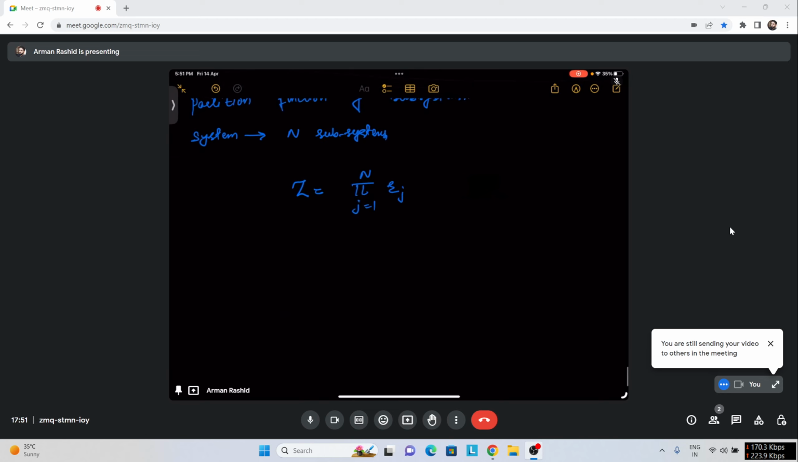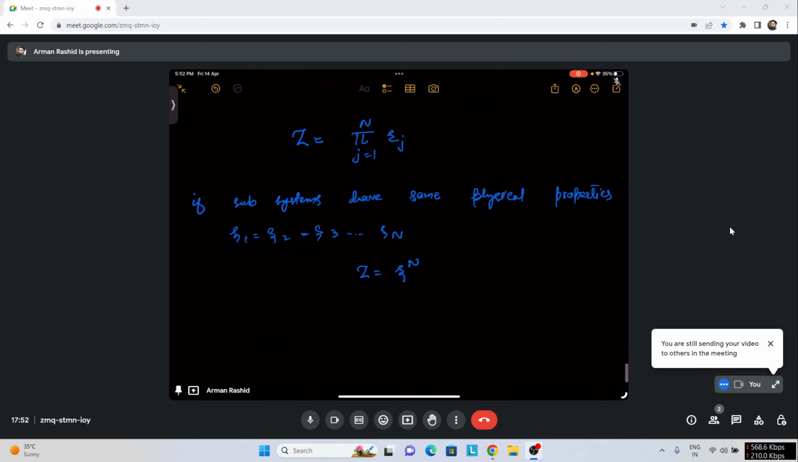Now, if the subsystems have the same physical properties, that means zeta 1 is equivalent to zeta 2, equivalent to zeta 3, equivalent to zeta n. So therefore Z will be equivalent to zeta raised to the power n, because it is the multiplication of all of them.